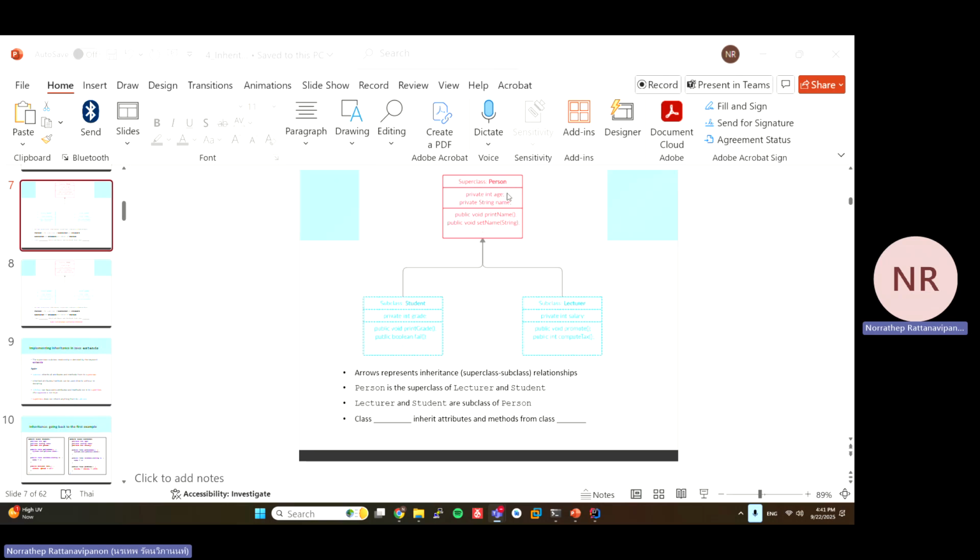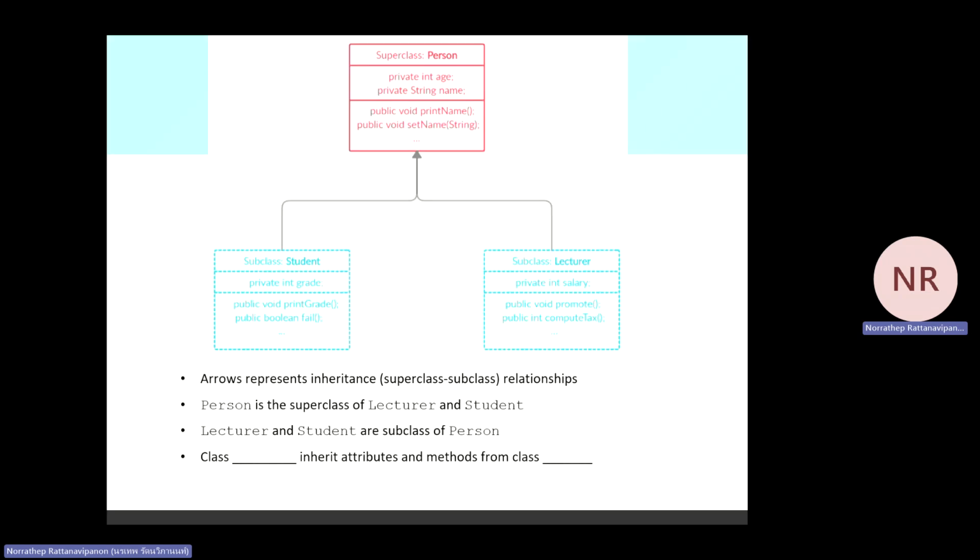Lecturer can access age, can access name, and it also inherits the methods, print name and set name as well. But the superclass does not inherit anything from the subclass, right? Inheritance is only one way. The person superclass cannot inherit the lecturer salary attribute, for example. Same thing, it cannot access promote and compute tax here.